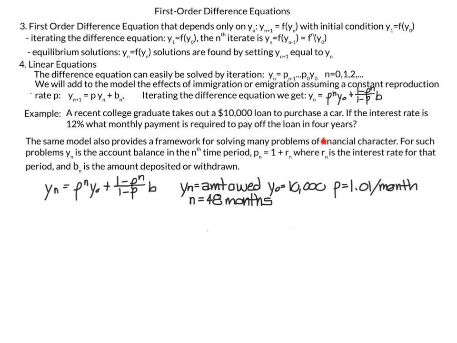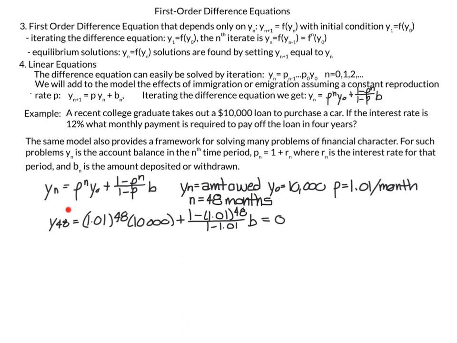I have my notes here about applying our model to a financial model. Our solution y_n, how much money is owed at that time, is equal to rho^n y naught plus (1 minus rho^n) over (1 minus rho) times b. So y_n is the amount we owe, and at the beginning y naught is equal to 10,000. Our growth rate is 1.01 per month. Remember, this is per month. It's 12% per year, so we divide that to 1% per month. And n is equal to 48 months. We want to pay it off in 4 years.